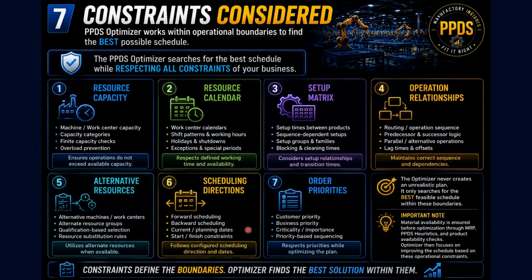Finally, scheduling direction, forward or backward scheduling, is also respected during optimization. The important point is that the optimizer never ignores these constraints. It searches for the best production schedule within the planning boundaries.